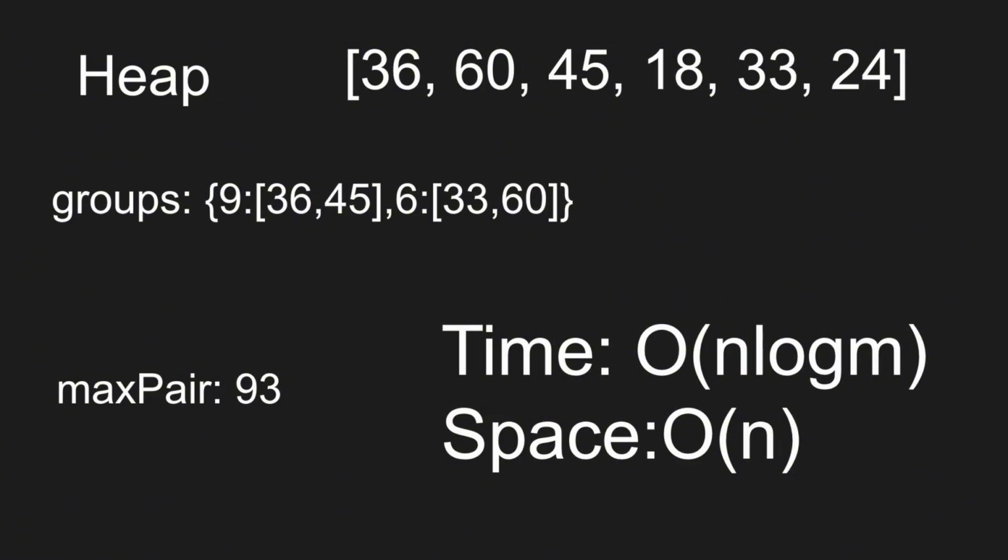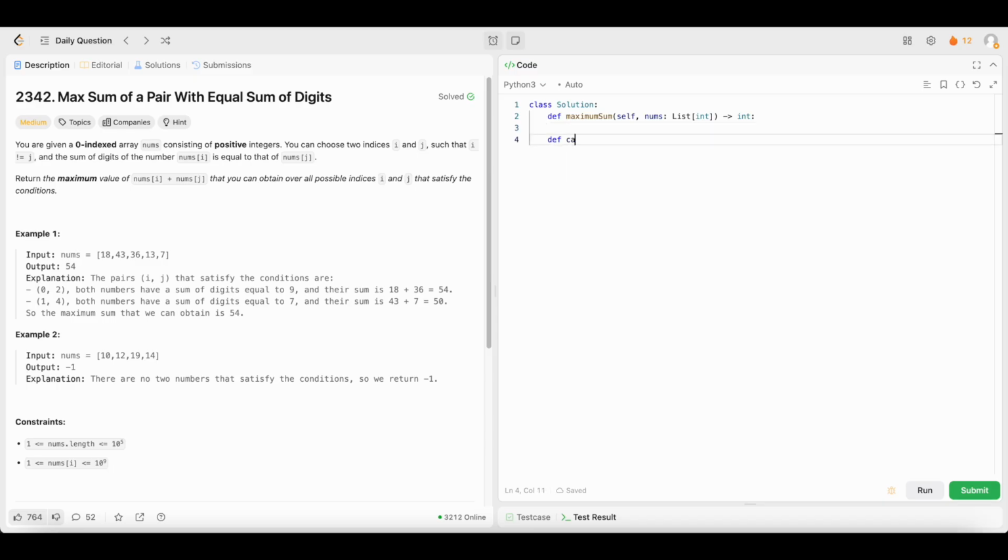So now let's get to the coding part. So first we will make a helper function for calculating the sum of the digits. So define calculate, self, num, and we'll initialize result as 0. And while the number is greater than 0, we want to add the remainder to the result. So result plus num modulo 10, and we want to floor divide the number by 10, and then we return the result at the end of the while loop.